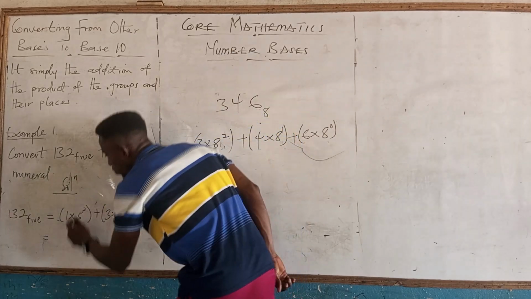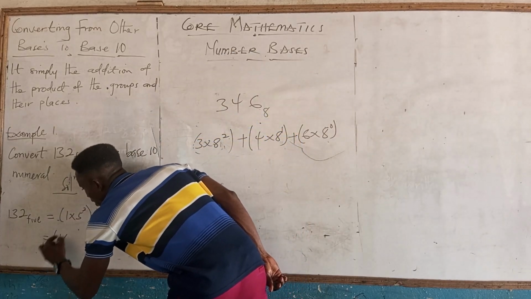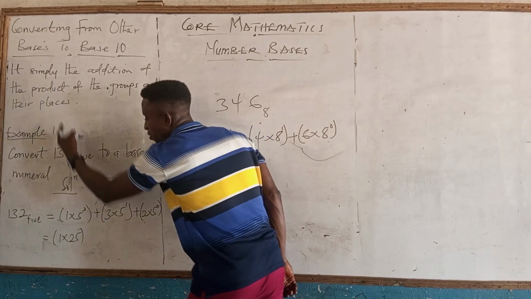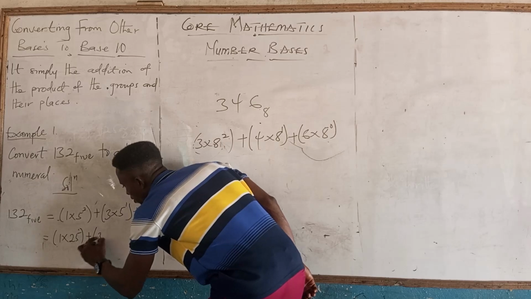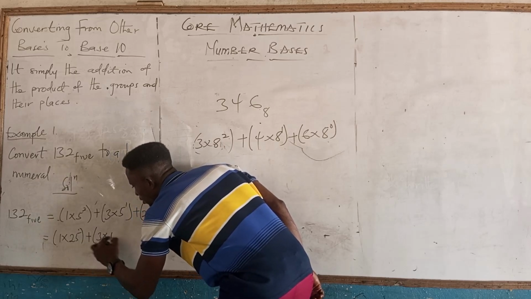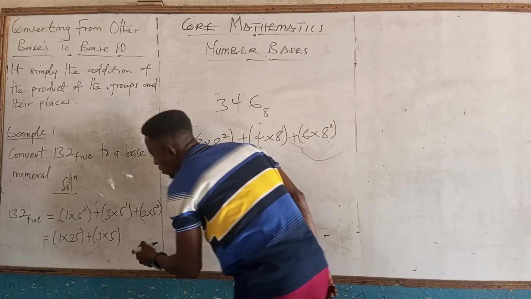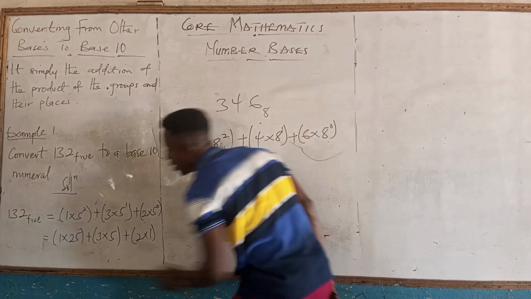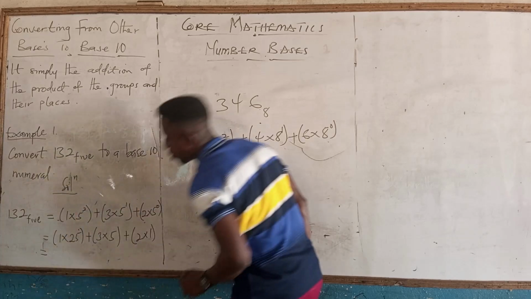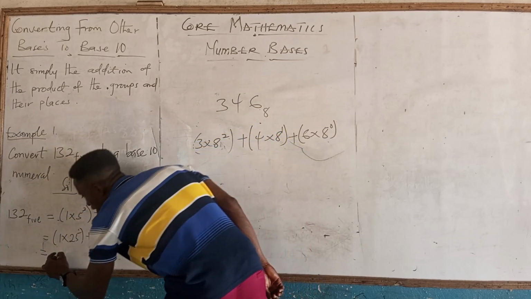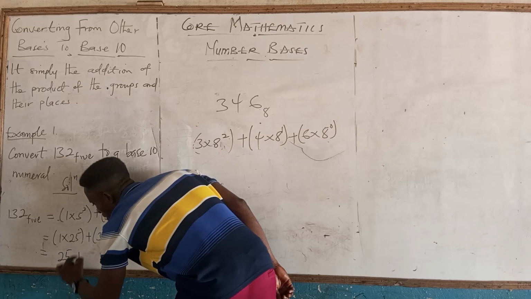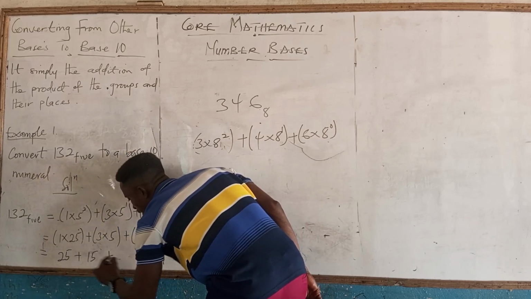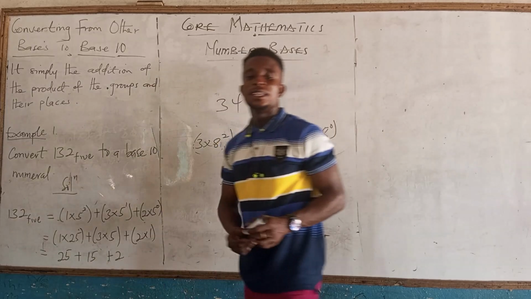Okay, so what do we do here? I can write 1 times 25. That is why we said we have one group of 25. Then plus 3 times 5. Any number to the power 1 is the same number. Plus 2 times 1. Then this one, 1 times 25 is 25, then plus I will have 15, then plus 2.